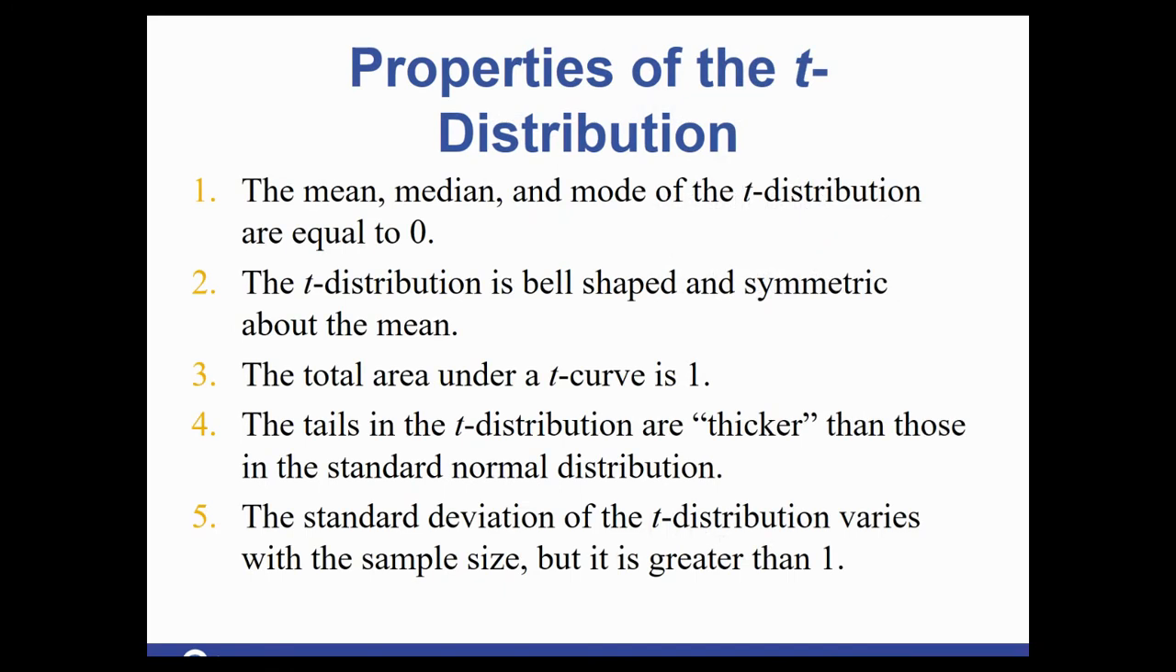So a few properties for your t-distribution. You still have the mean, median, mode all equal to 0 in the middle. We are still bell-shaped and symmetric. So I'll make a little sketch for you to see. The total area under the curve is still 1. The big thing that starts to change with this to be different than our normal curve is that there are numerous curves and the tails are thicker on the ends. So they're a little higher off the number line on the end. Your standard deviation of your t-distribution varies with your sample size. So sample size is going to affect our critical values.